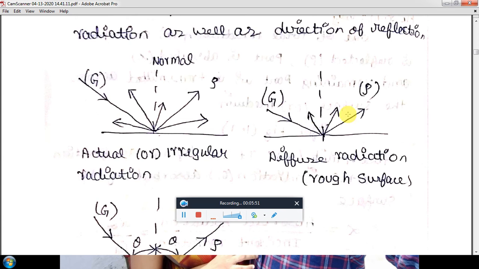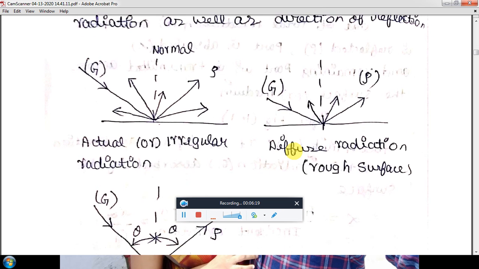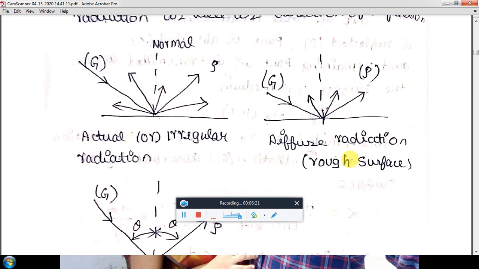So next is called diffused radiation. In case of diffuse radiation, the reflection will be uniform. The reflection will be uniform means the angle between each and every radiation is the same. Suppose here it is 30, here also it will be 30, here also 30, 30, 30. The central vertical line, the perpendicular line, is called normal. For mostly rough surfaces, diffused type reflection will take place.